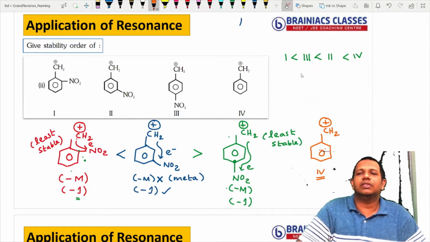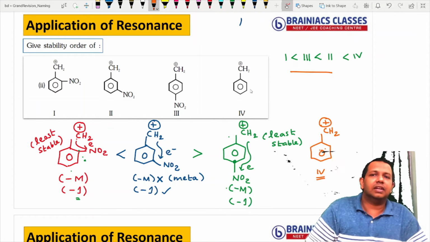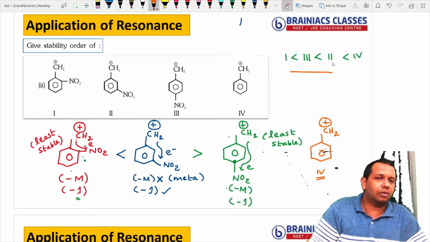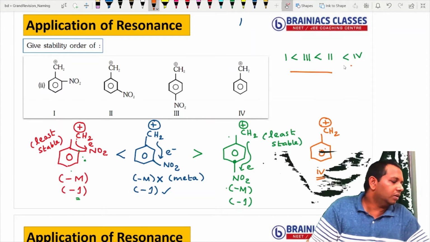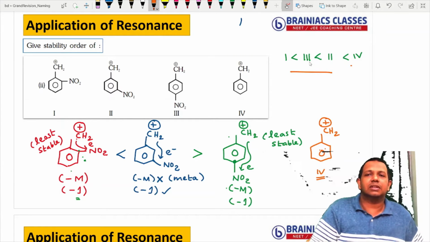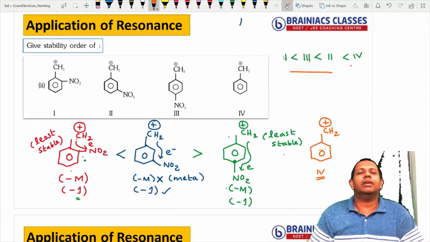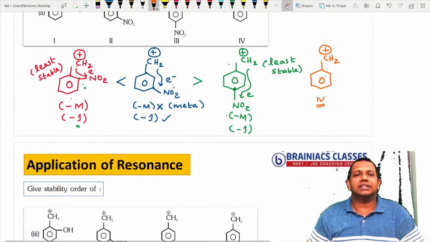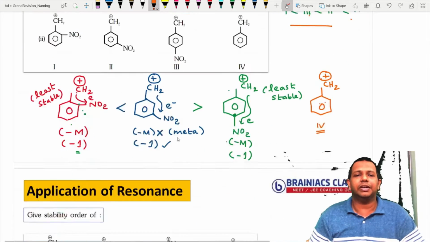So this is the expected, the correct answer. The most stable one is the fourth one, then the second one, then you have the third one, and then comes the first one. Is this clear for everyone, the logic? But always check the charge, positive charge or negative charge. Based on that only we can say this stability.